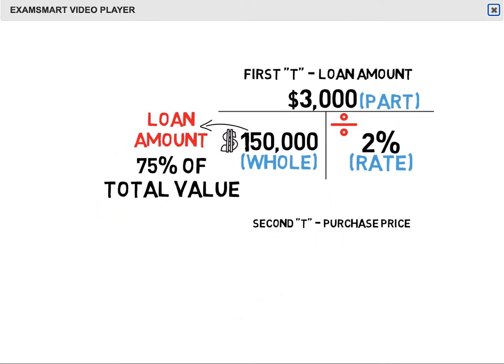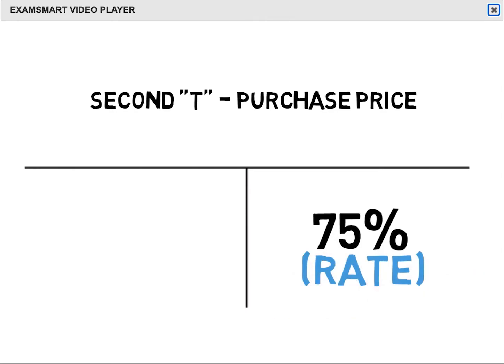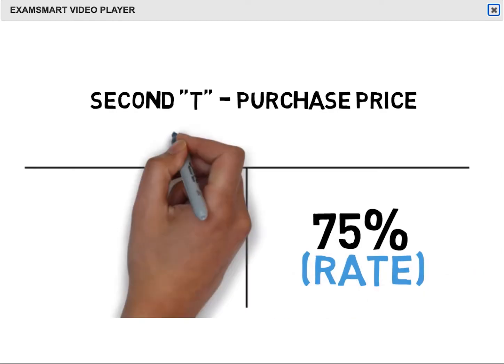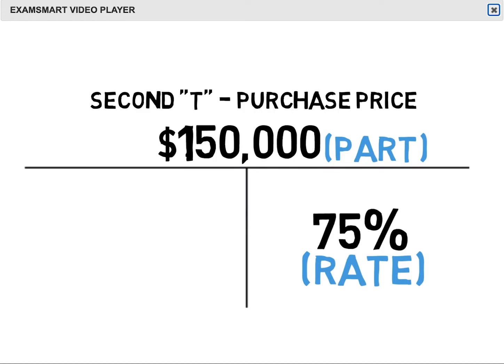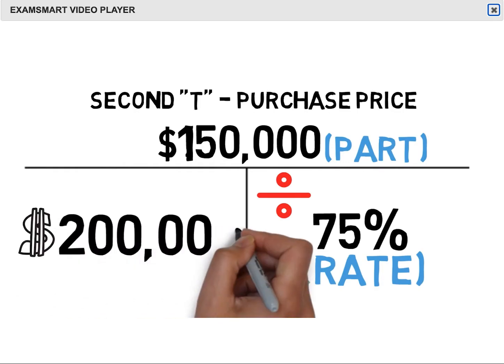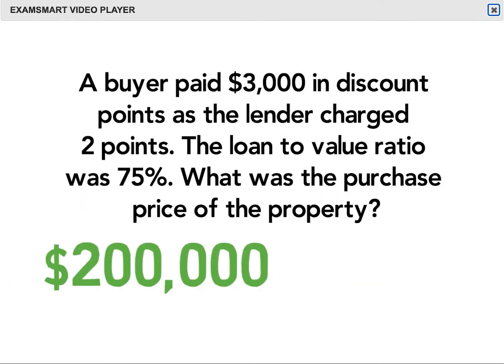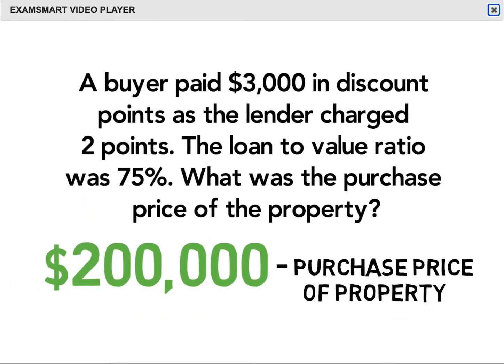So in our second T, 75% goes on the bottom right. Our loan amount will be the part, because it's a smaller number in relationship to the total value. So we take the top and divide by the bottom. We will take $150,000 and divide by 75%. That gives us a total purchase price of $200,000. So $200,000 would be our answer. That is the whole amount here.